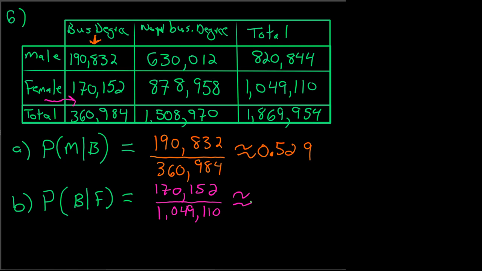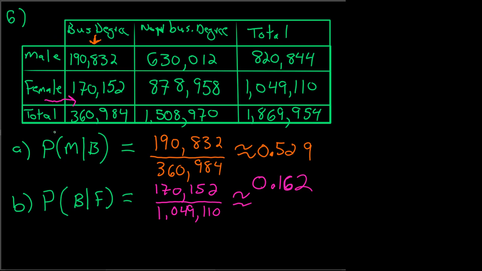So plugging that into the calculator, 170,152 divided by 1,049,110 gives me 0.162 as my probability. And so this is an idea of conditional probabilities coming from tabular data.